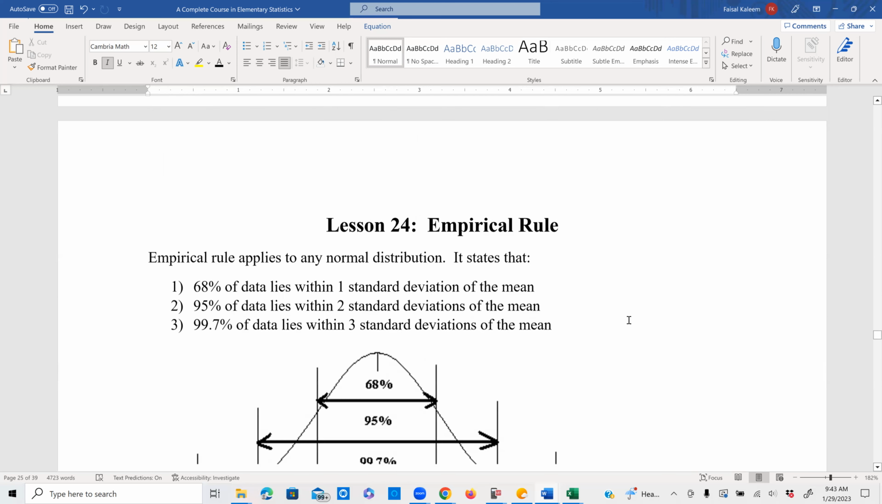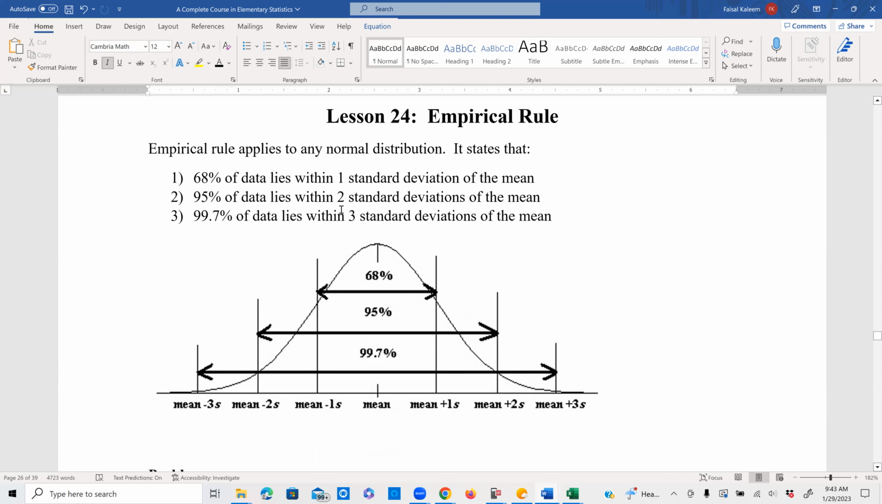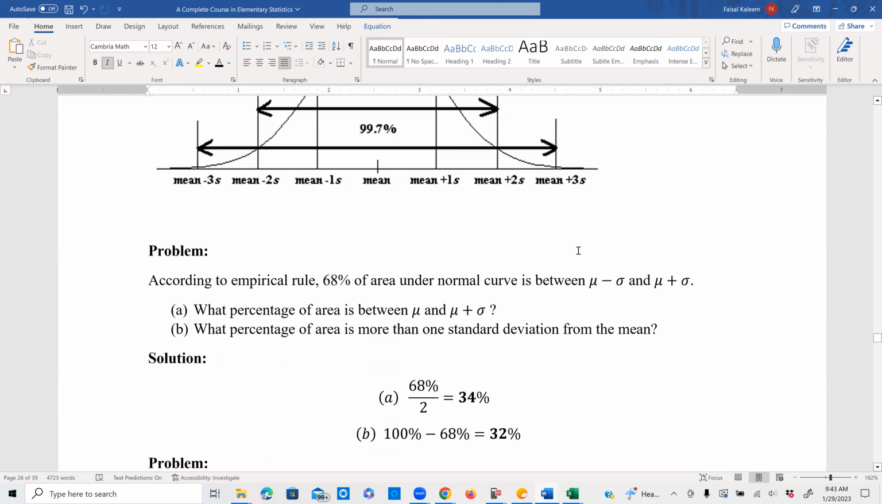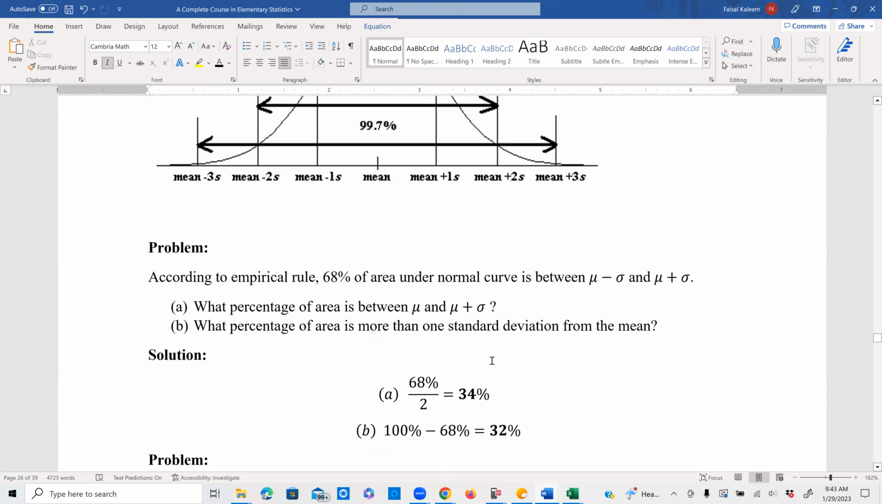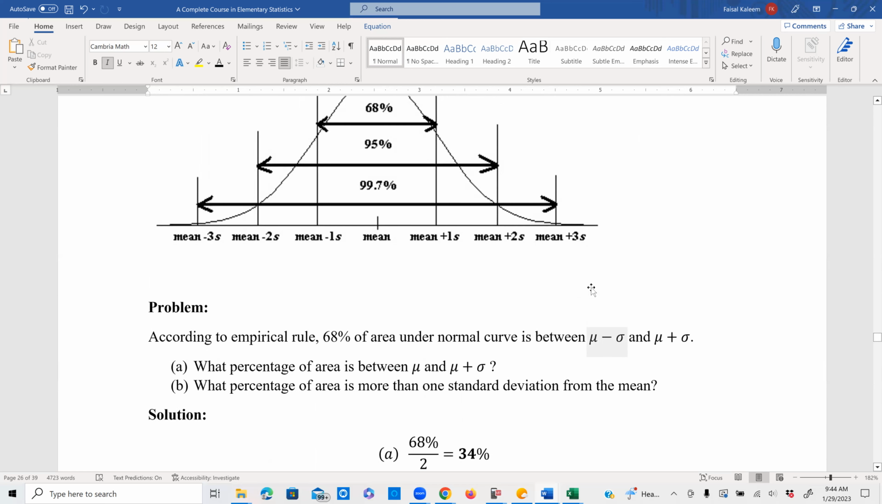Empirical rule says that 68% of the data lies within 1 standard deviation of the mean, 95% of the data is within 2 standard deviations, 99.7% within 3 standard deviations. Problem: according to the empirical rule, 68% of the area under the normal curve is between mu minus sigma and mu plus sigma. Remember, sigma is the population standard deviation, mu is the population mean. What percentage is between mu and mu plus sigma?